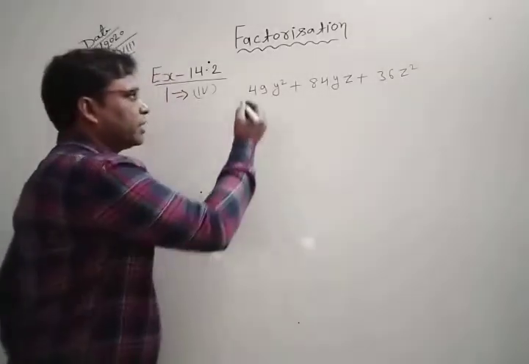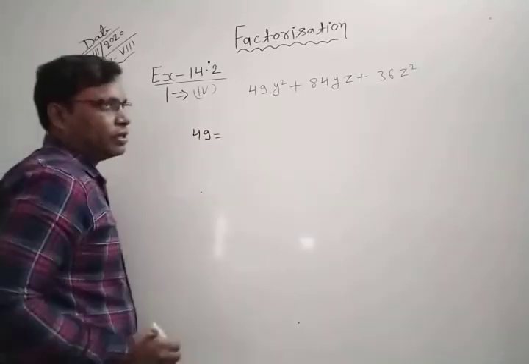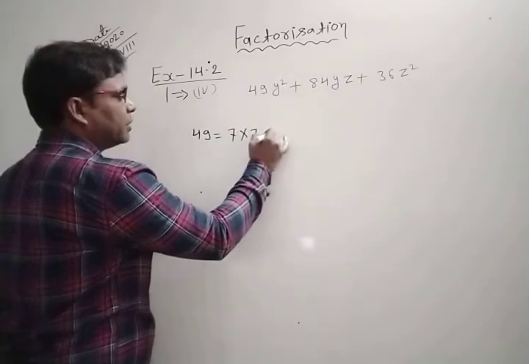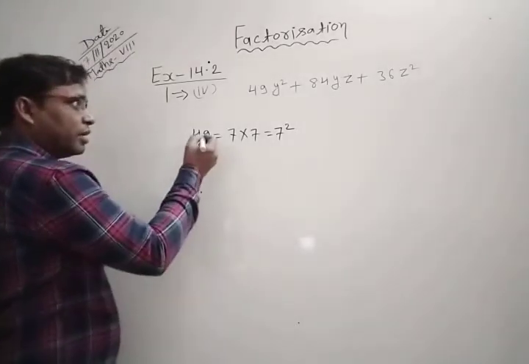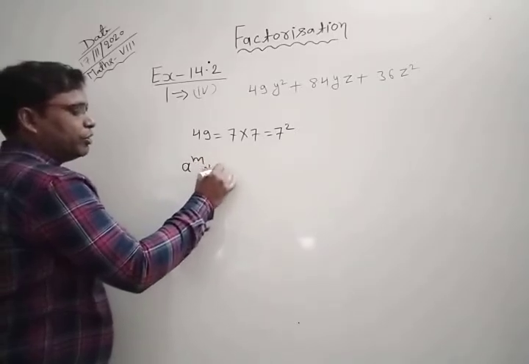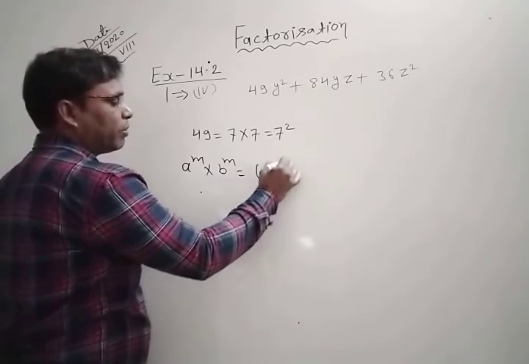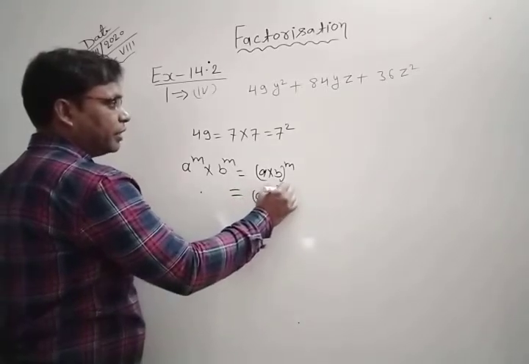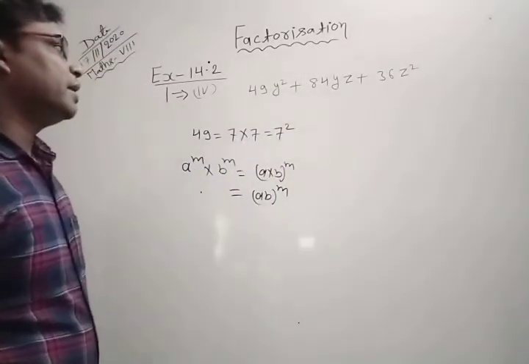Okay, so here you can see 49y square. 49 is the square of 7. You can write it as 7 into 7. This is the square of 7. Clear? Now again, you know very well the law of exponents: a to the power m into b to the power m is equal to a into b whole power m.